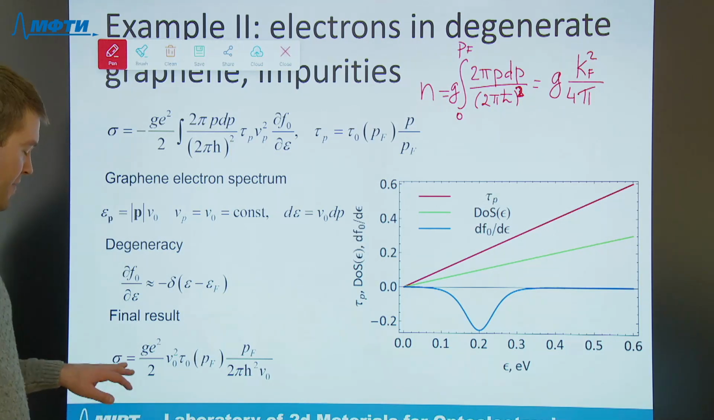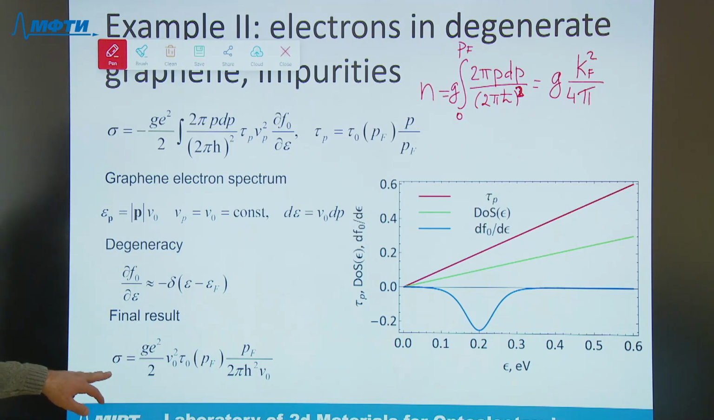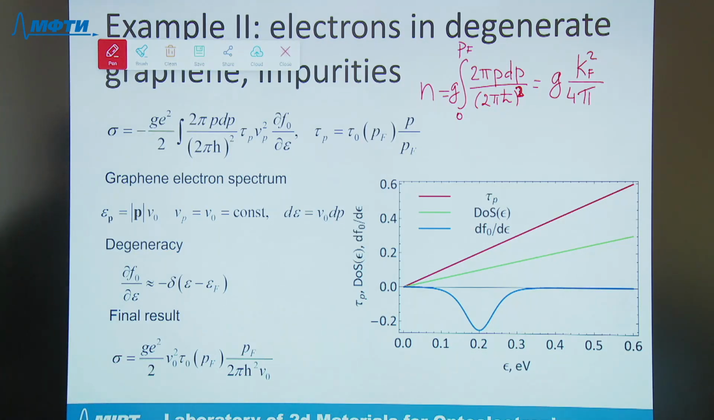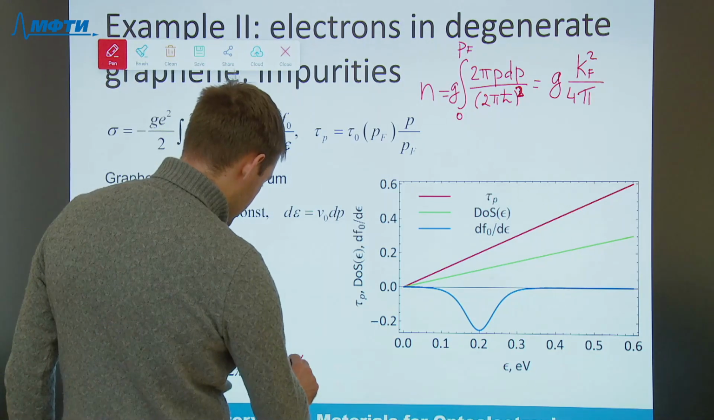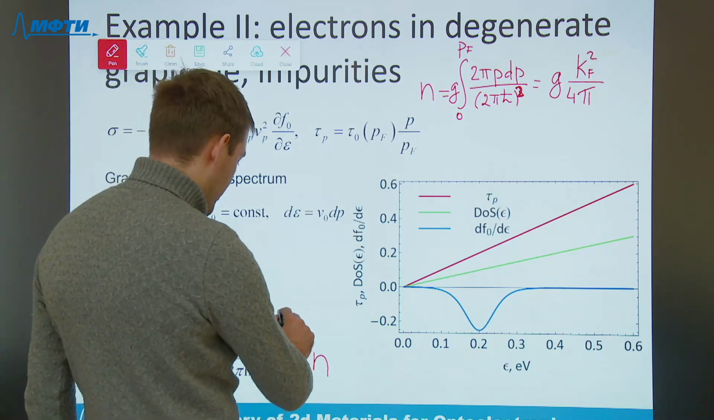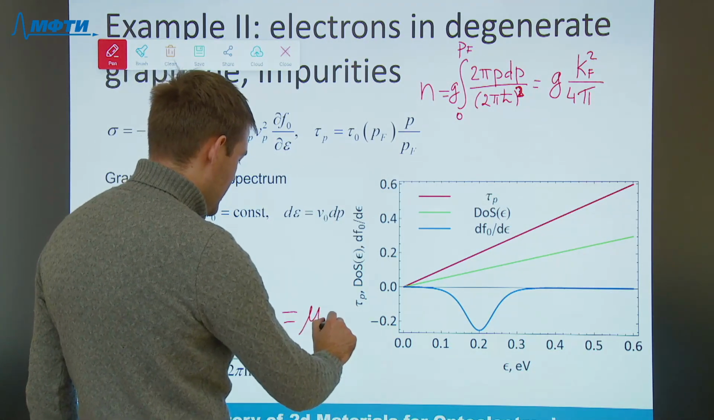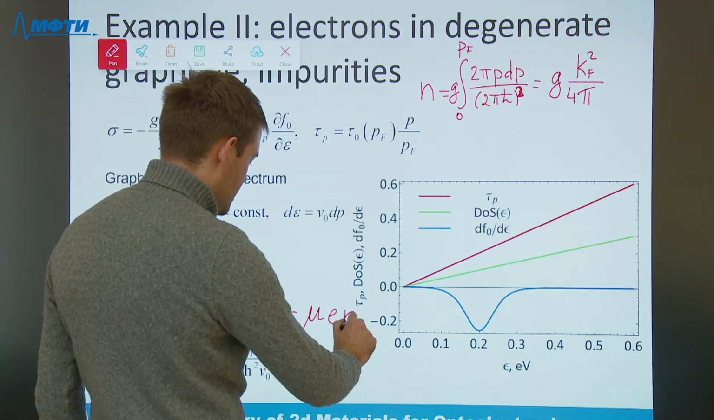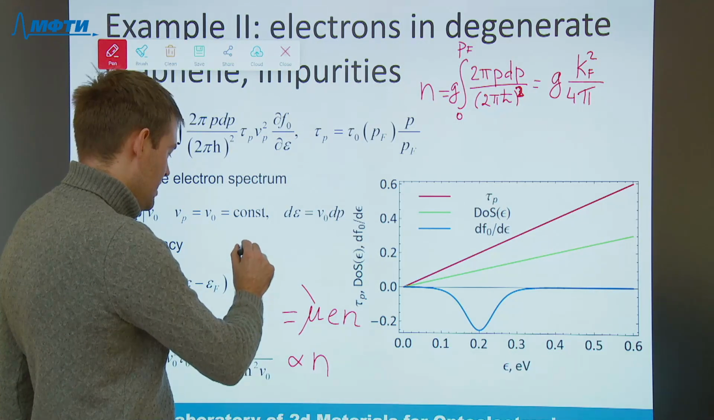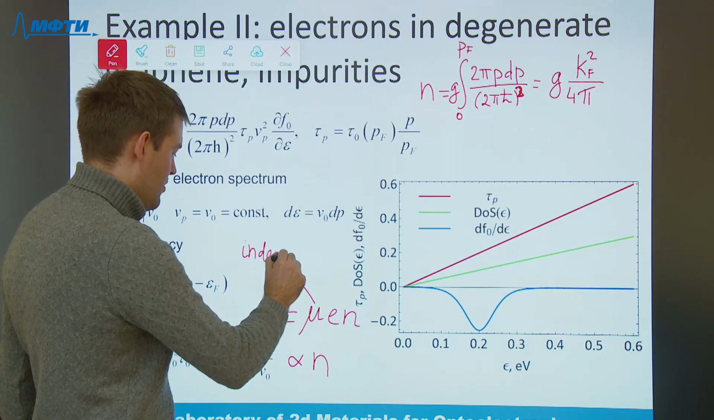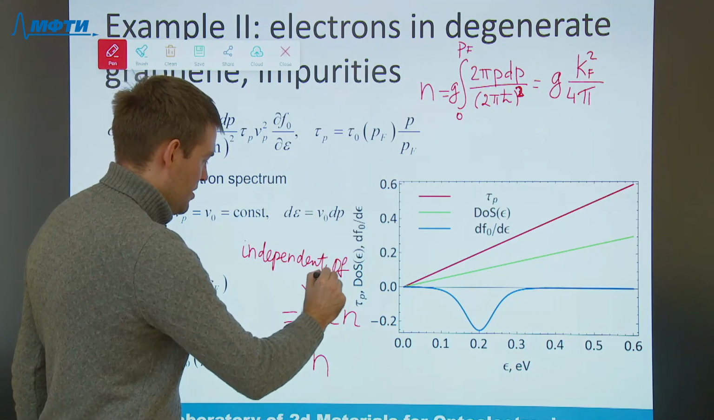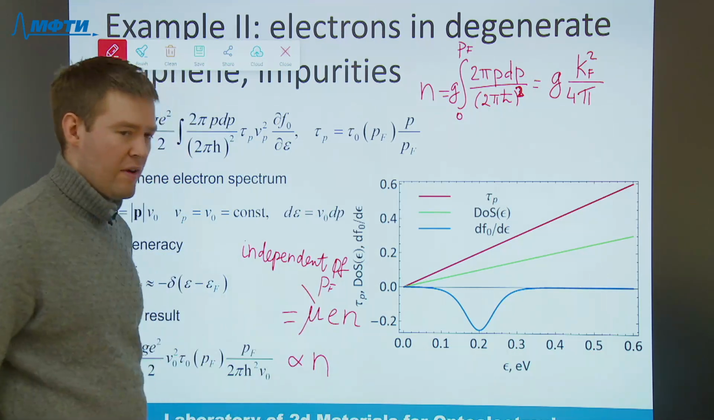So we get the fact that the conductivity is directly proportional to the carrier density n, and it actually can be presented as mobility multiplied by the elementary charge multiplied by the carrier density, where the mobility is independent of Fermi energy and Fermi momentum. The mobility is independent of p_F.